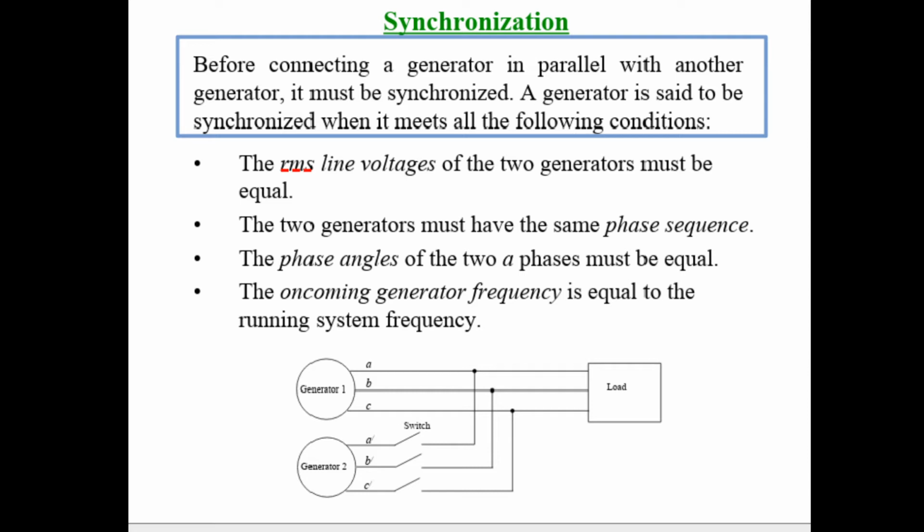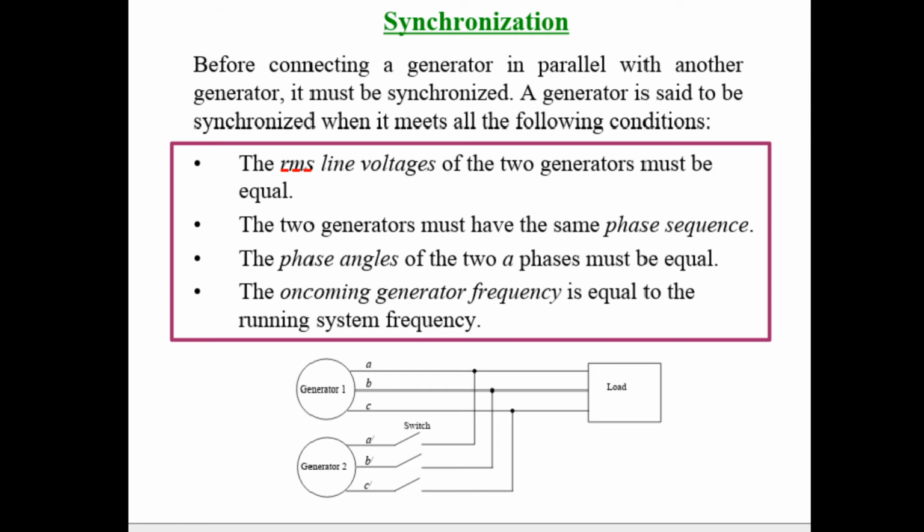Before connecting a generator in parallel with another generator, it must be synchronized. A generator is said to be synchronized when it meets all the following conditions. The RMS line voltages of the two generators must be equal. The two generators must have the same phase sequence. The phase angles of the two phases must be equal. The oncoming generator frequency is equal to the running system frequency.